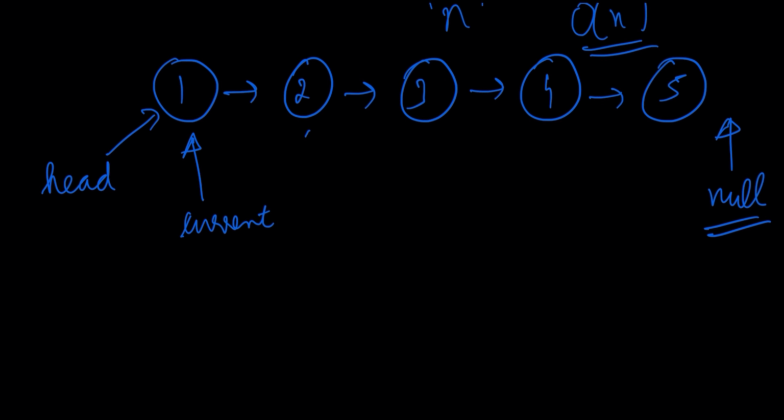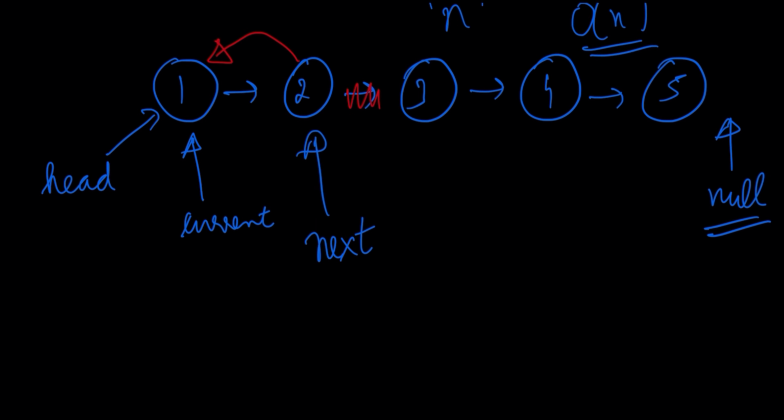And how do we reverse it? Initially we have the current pointer, and we will make use of a next pointer which will point to current dot next. As we are iterating over the linked list, we are going to mark the next pointer of the next node to point to the current node, and this will update this pointer, and it's going to point to 1.